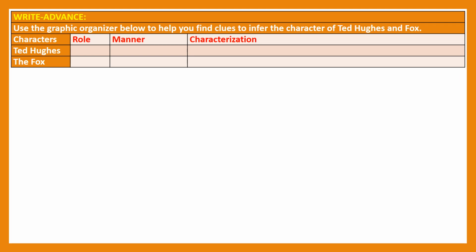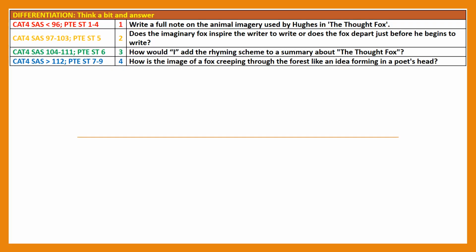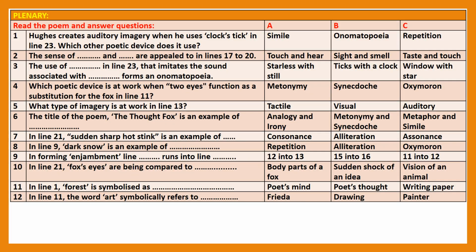This also includes the characterization that uses clues from the poem to infer the main characteristics of the main characters. These differentiated tasks encourage students to use their understanding of the poem to develop their own interpretation of its meaning. Students will learn how to support their interpretations with evidence from the poem.